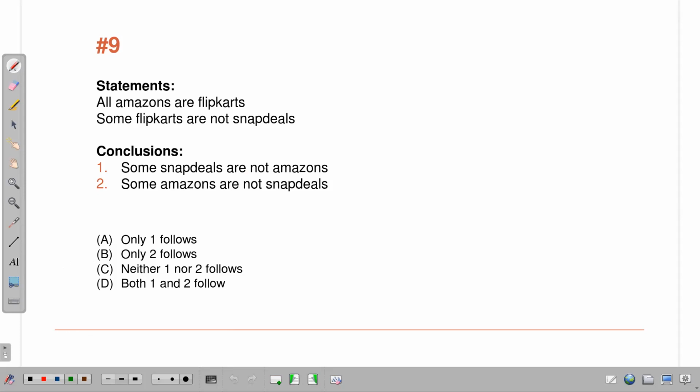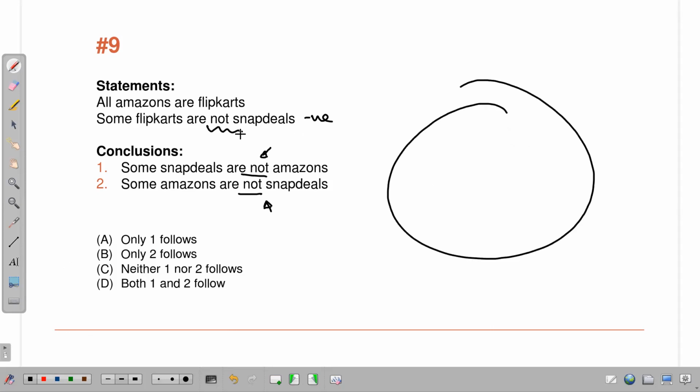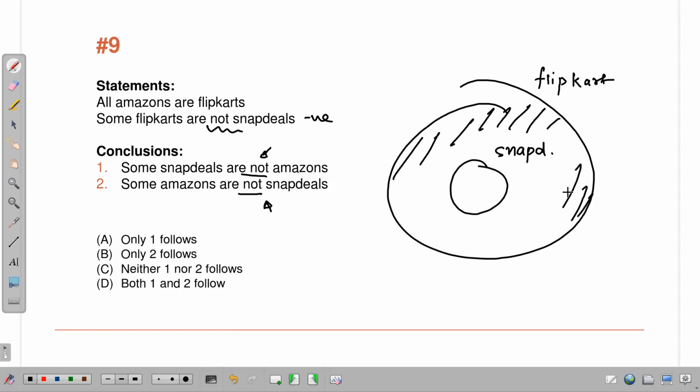Let's move to the next. All Amazons are Flipkart, some Amazons are not Snapdeal. So whenever there is a negative, try to draw that first. So try and draw the maximum intersection diagram, because these are negative conclusions as well. So let's draw that Flipkart is this. So this is the Flipkart, and this is my Snapdeal. So some of the Flipkarts are not Snapdeals, but that's the maximum intersection happening.